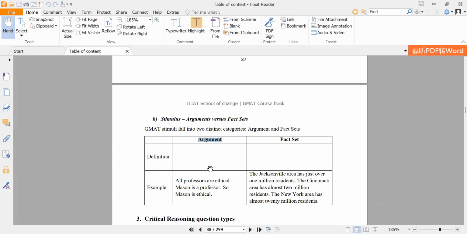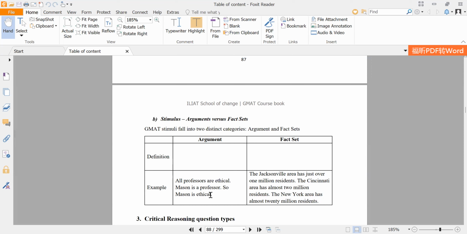So examples of argument. All professors are ethical. We don't know whether this is true or not. We have not yet had a way to properly evaluate or to prove or disprove it. So this is an opinion. We don't know if it's right or wrong, it's debatable. Another example is Mason is a professor, so Mason is ethical.